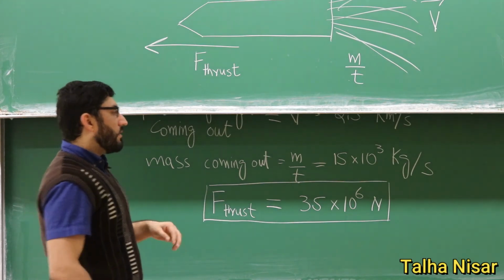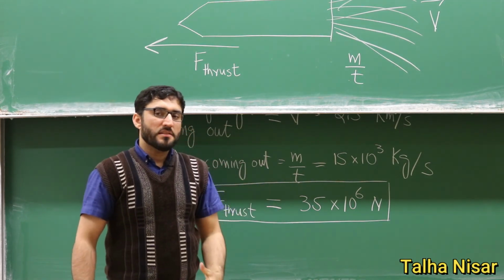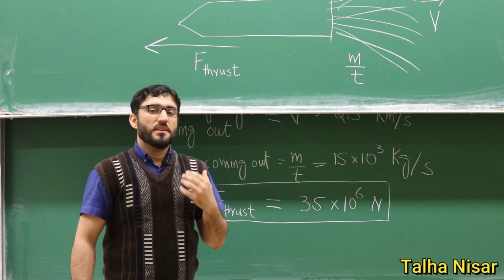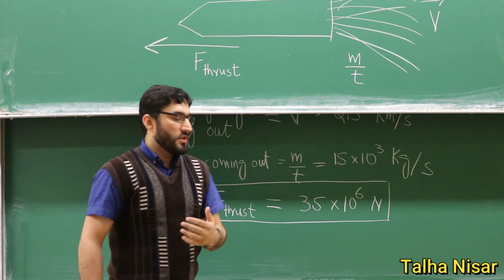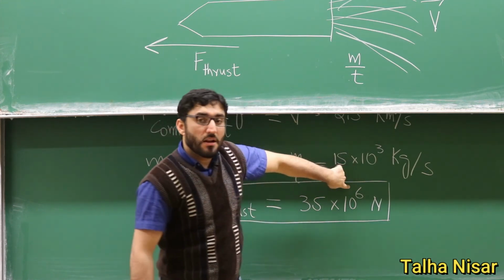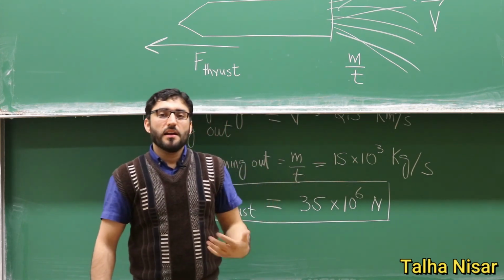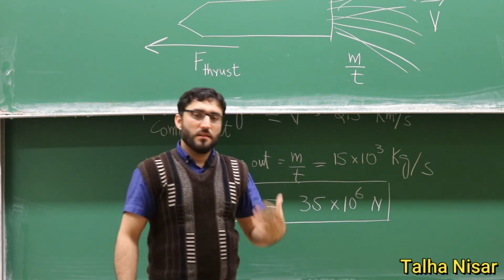If you remember, when we drop a ball, due to the change of momentum, the force was 550 newtons. And here we have 35 million newtons. It is an extremely high force.